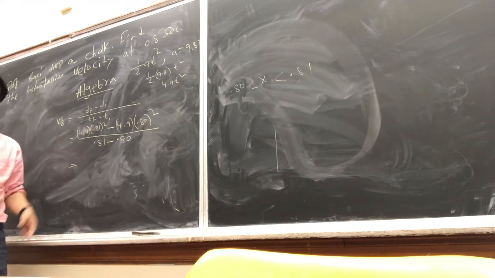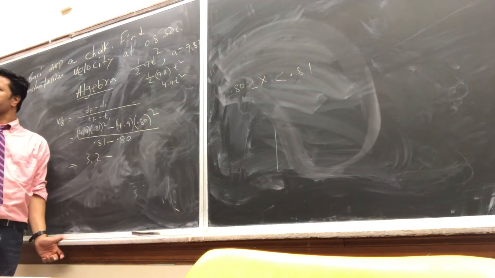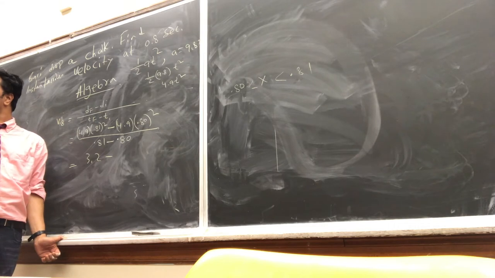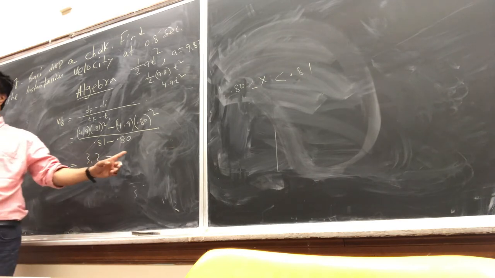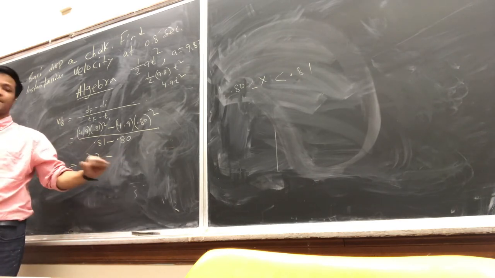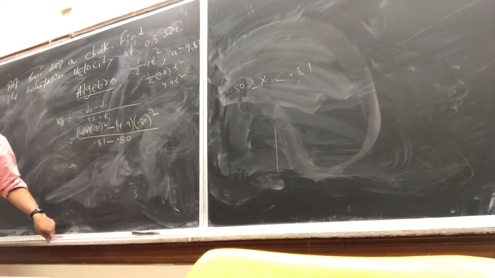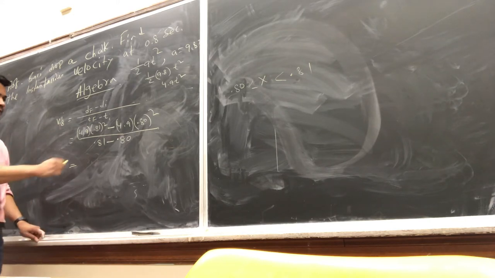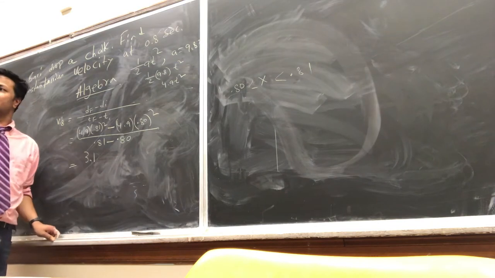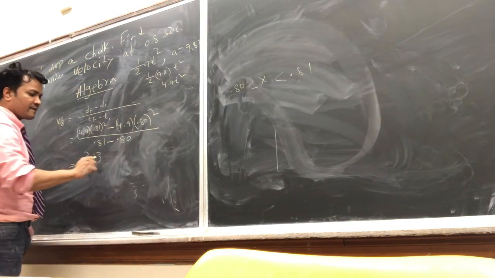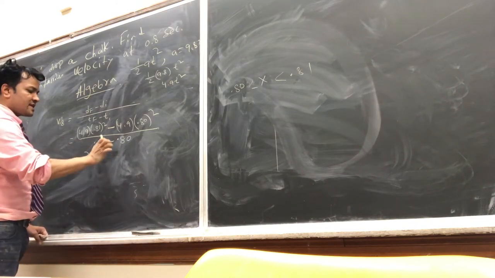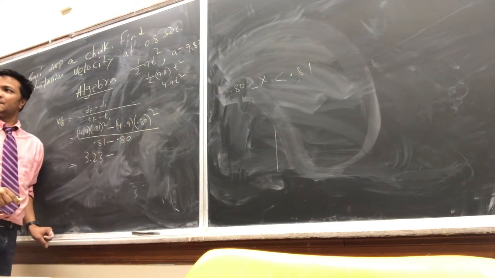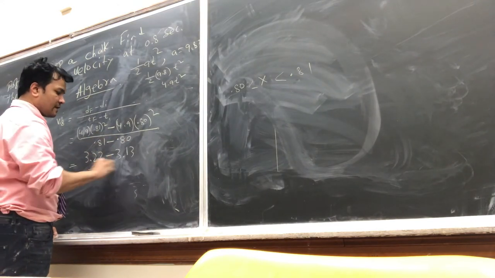3.2. This is 3.2? Okay. 3.2 minus 3.2? No, there has to be a difference. You have to take all the decimal points. 3.13. Okay. Minus? No, that one is 3.23. This one is 3.23? Yeah. And this one is 3.13.